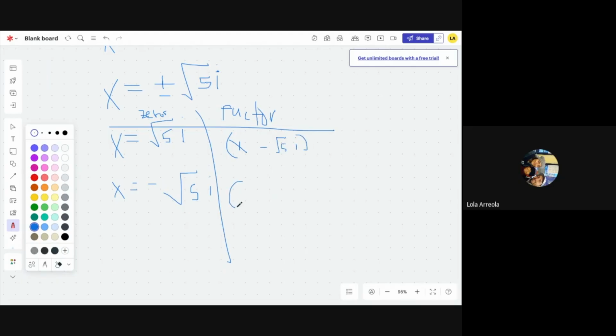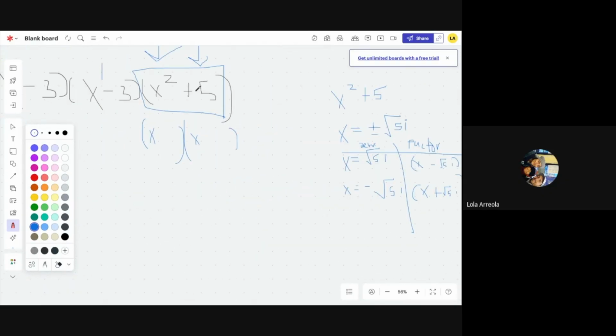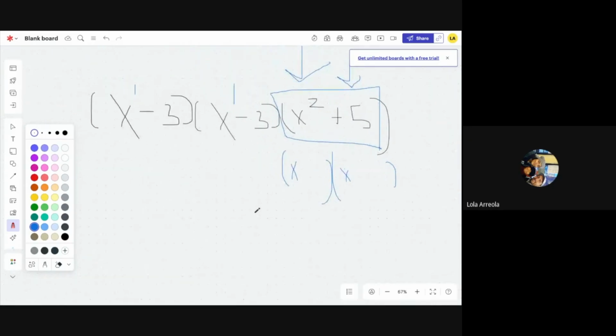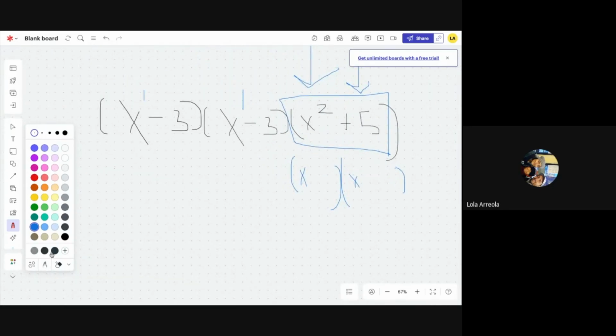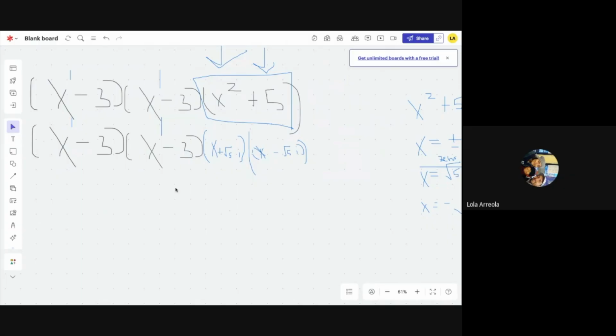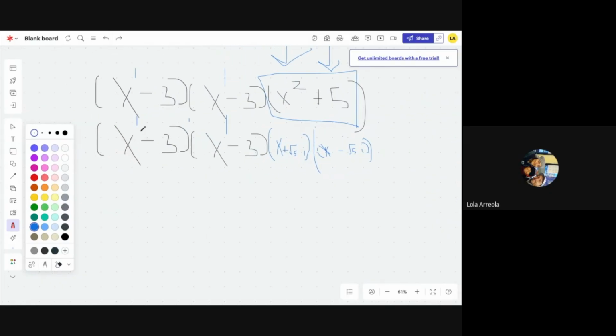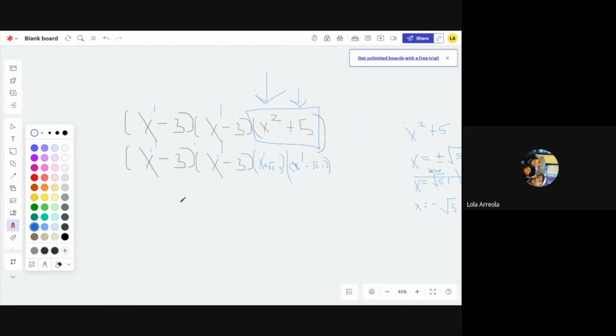And the factor of this one would be x plus square root 5i. All right, so that's important because I want to factor this out. I don't want to just have x equals. I want to fully factor this. So I have x minus 3 times x minus 3. So notice all my factors are raised, all my x's in each factor are raised to the first power. And what I've done is I've identified all my zeros.